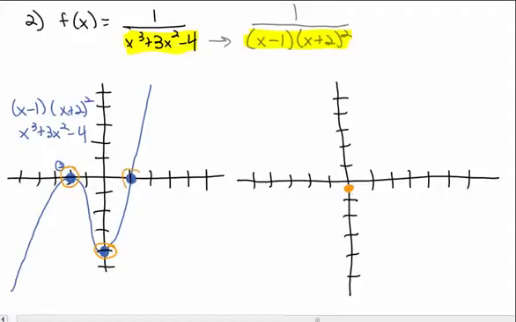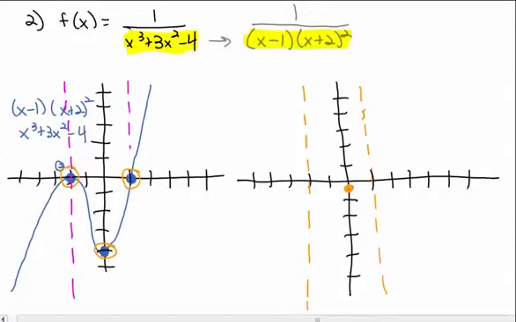Next key points is we have 2 X intercepts. Those are zeros, and the reciprocal of 0 is infinity. So we're going to put a vertical asymptote at 1. And a vertical asymptote at negative 2. So now we've essentially split the graph into 2 parts. Actually, let's do both graphs at the same time. Vertical asymptotes through the zeros.